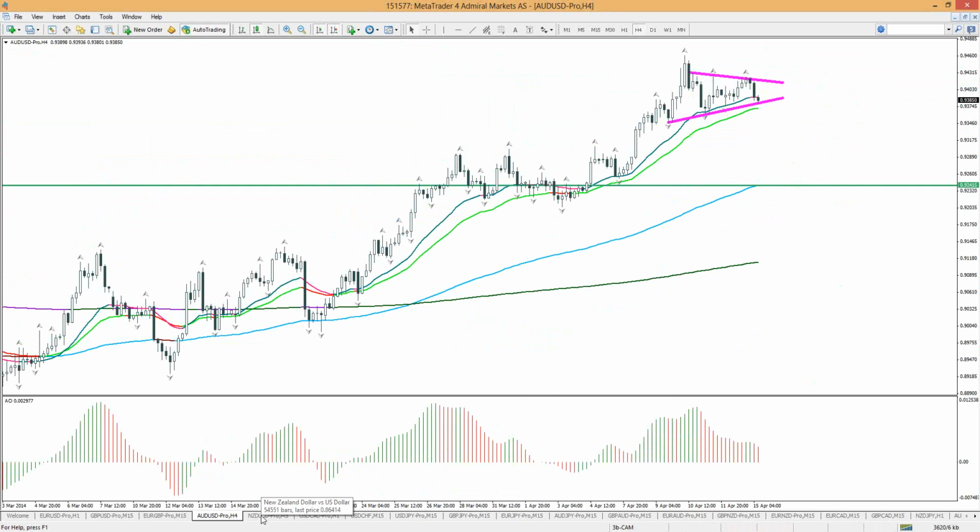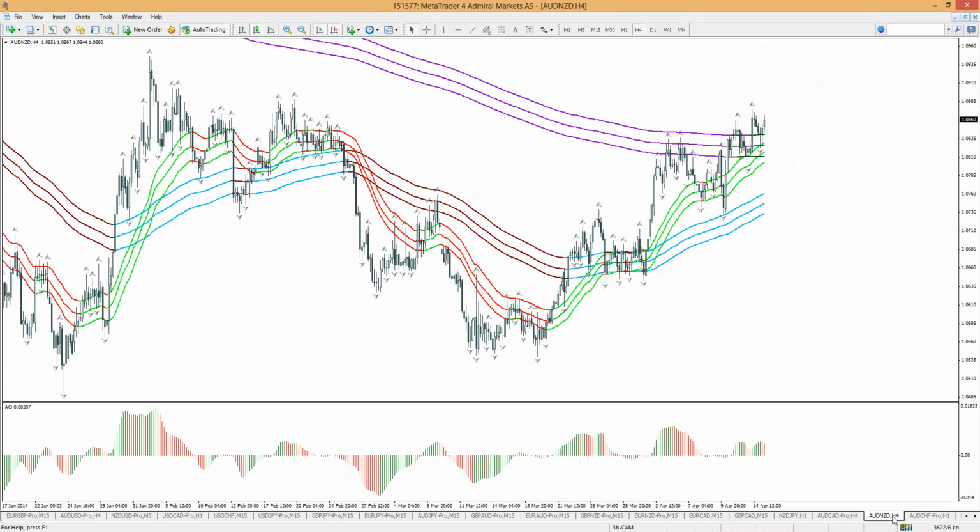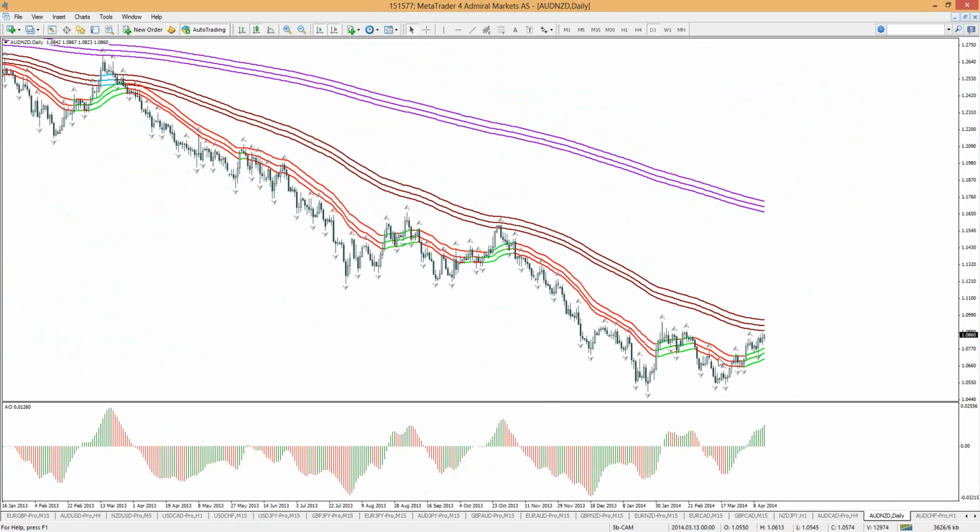The only difference is that the Aussie New Zealand pair is actually moving up quite a lot. Here it is. It's an uptrend in the meantime on the 4-hour chart at least. From a daily perspective, you can see it is actually retracing. It attempted to, it went to the short-term band here, then it went to the intermediate band.